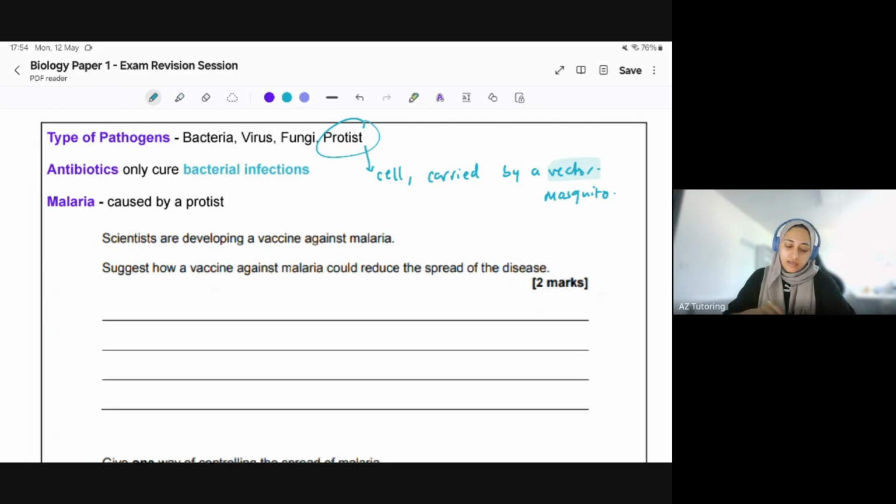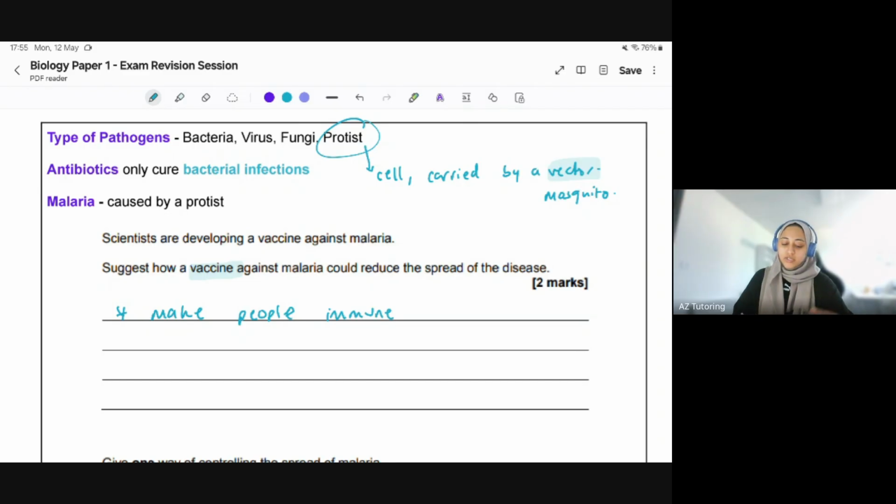Now it says here, scientists are developing a vaccine against malaria. Suggest how a vaccine against malaria could reduce the spread of disease. Anytime you've got a question that has vaccine inside it, you're talking about immunity. So that's the first point you'll make. You're making people immune to this disease. So you're not actually describing what the vaccine's doing. I'd say that's one big tip for tomorrow's exam.